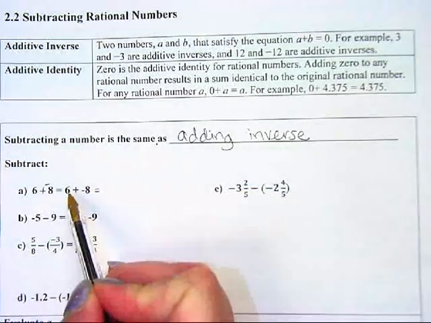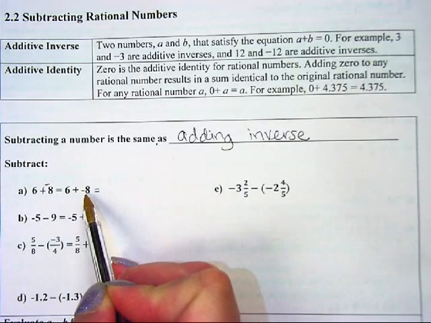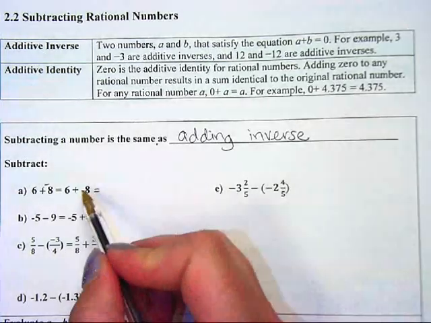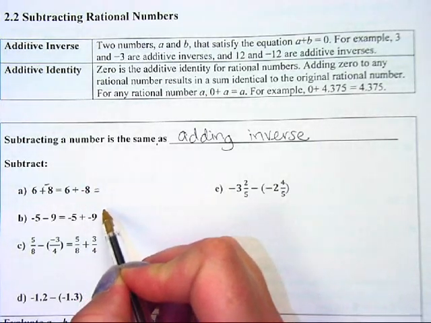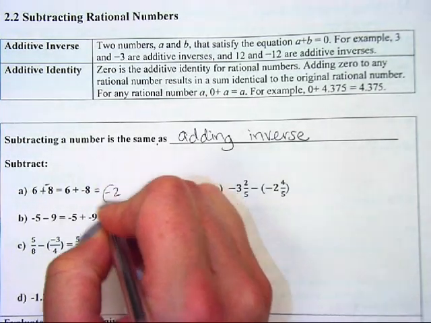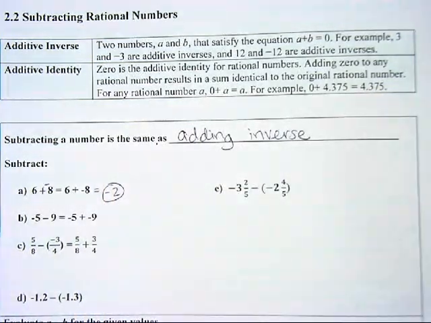If I had 6 and I add 8 bags of sand to it, it's going to drop it down below. So if I was at 6 and I go down 8, I go past 0, 2 more, I'd end up down at negative 2. Okay.